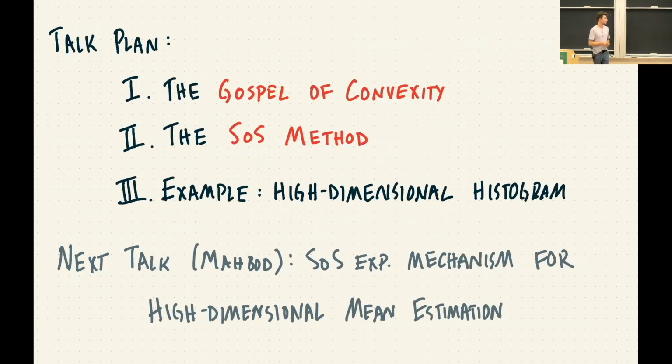So here's the plan for the rest of the talk. I'm going to leave privacy for a couple of minutes and talk about convexity. And then I'm going to talk about this tool called the sum of squares method. And then if we get there, which hopefully we will, I'll give you a little flavor of things via an example, which is some mechanism based on high-dimensional histograms. And then in the next talk, Mabod will give us an extended example of how to use sum of squares exponential mechanism in the context of estimating the mean.